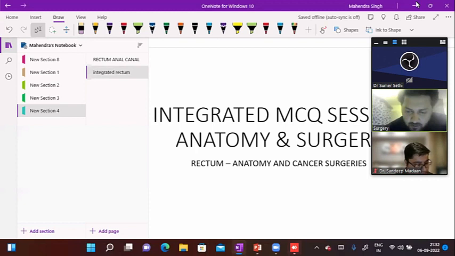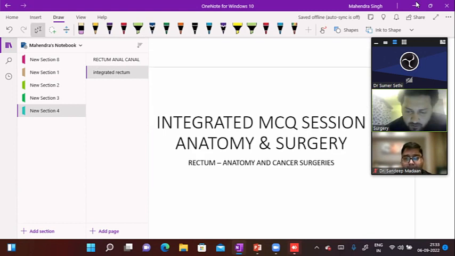So today we'll discuss the anatomy of the rectum and the surgeries for rectal cancer. I find many people come to me and say that they find it very difficult to understand the anatomy of the rectum when it comes to the different types of fascias, and when we do the surgery, when to go for LAR, when to go for APR.